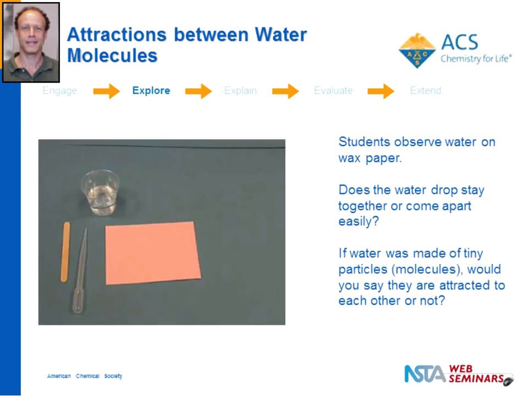So the way we do it is a very, very simple activity where kids put water on wax paper. We put some wax paper on a piece of cardstock, and here's Paul. You can run this video, and we'll take a look at it real quick.